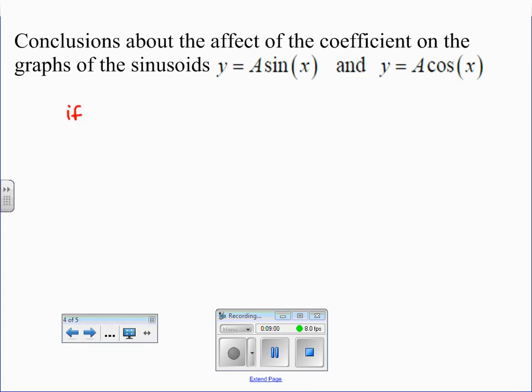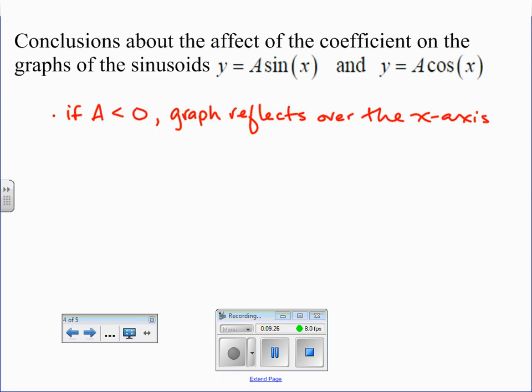So let's say if a is negative, think about the effect we saw when we put a negative 4 in front. Hopefully you'll realize that the graph reflects over the x-axis. Same thing it did with parabolas, right? Goes back to all the other functions we looked at, parabolas, absolute values, etc.